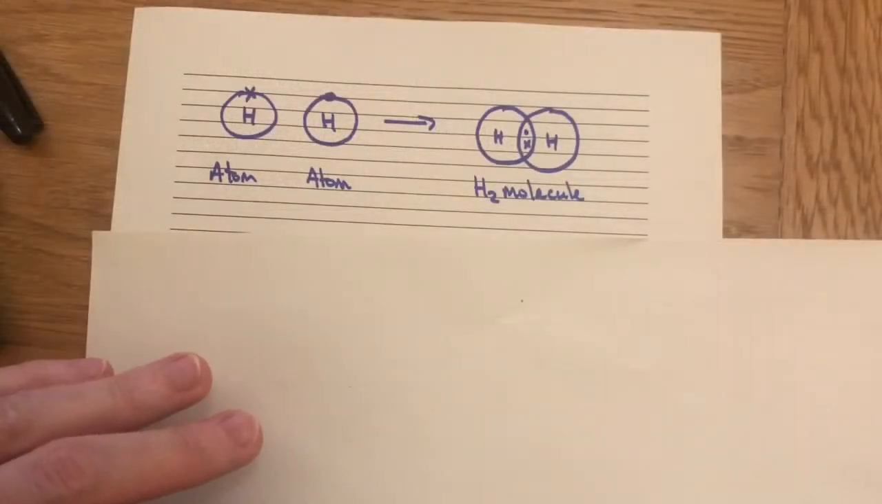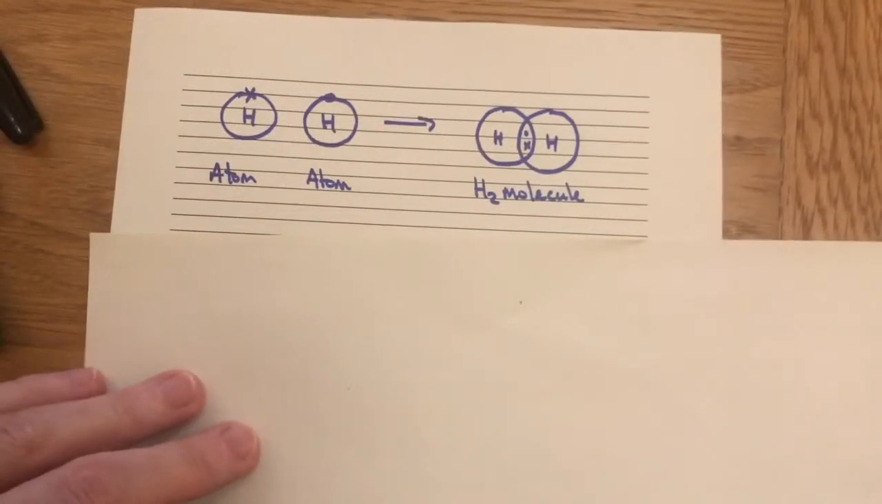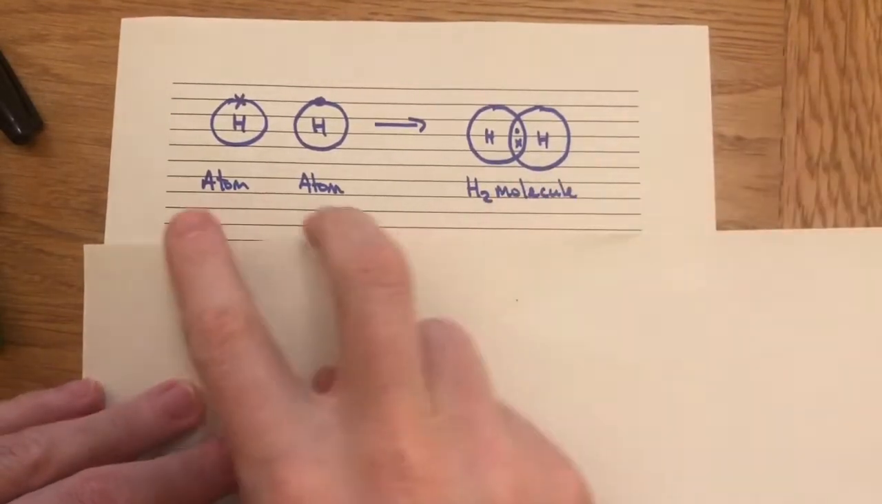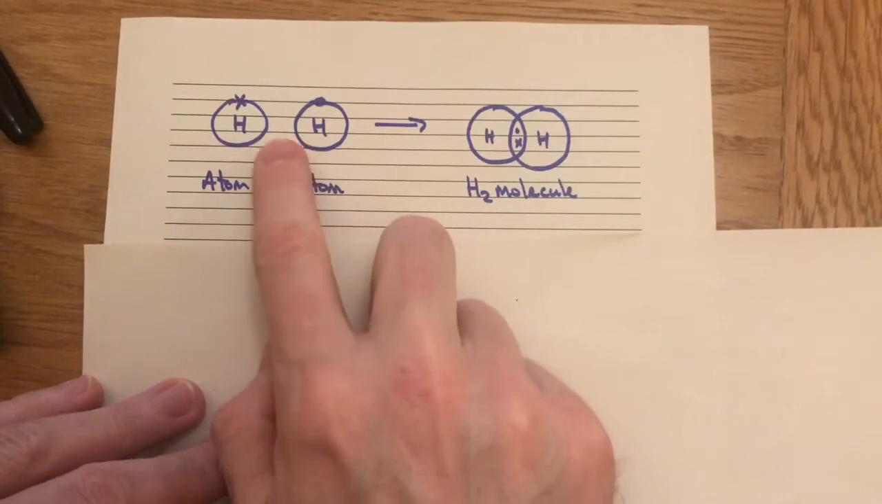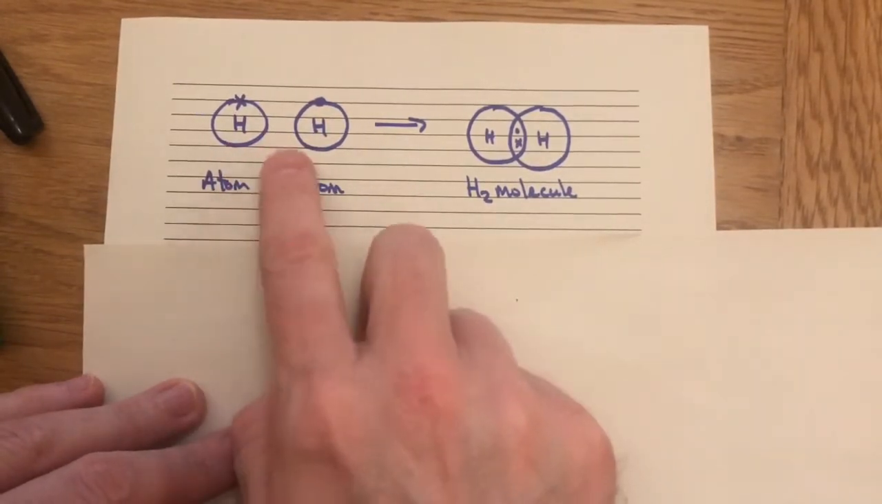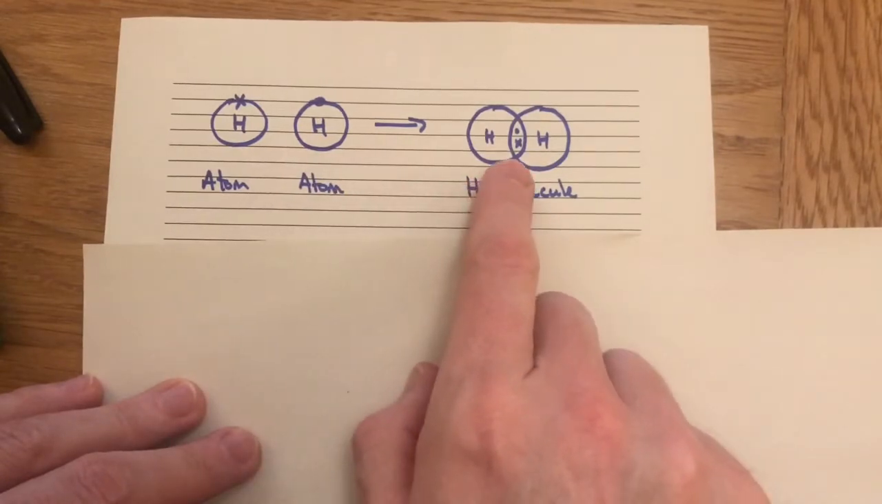In this video, we're going to have a look at some properties of simple covalent compounds. I'm using hydrogen to give you an example of how this works. So here's my two hydrogen atoms. Both of these are unstable. They've only got one electron in their first energy level. So in order to become stable, they're going to have to share these electrons.